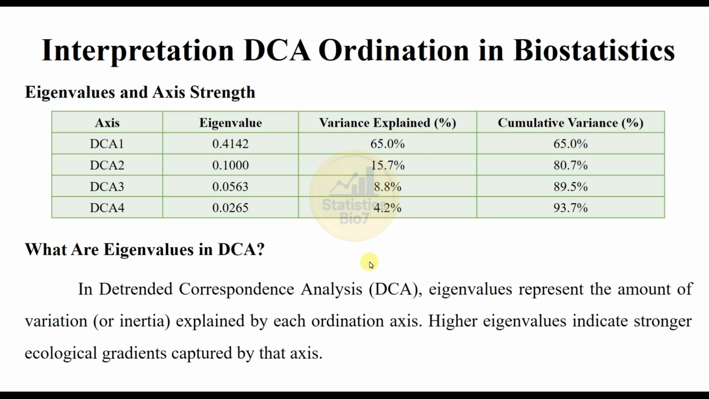In Detrended Correspondence Analysis, DCA eigenvalues represent the amount of variation explained by each ordination axis. A higher eigenvalue indicates a stronger ecological gradient captured by that axis.